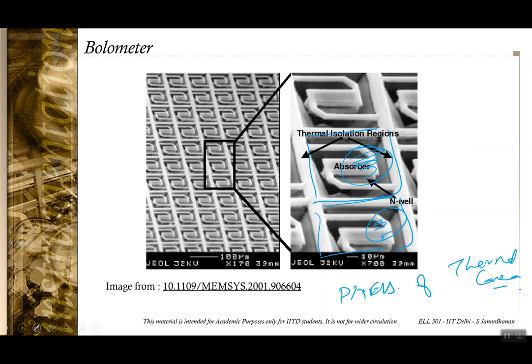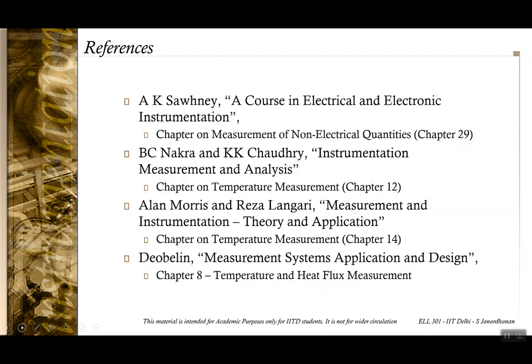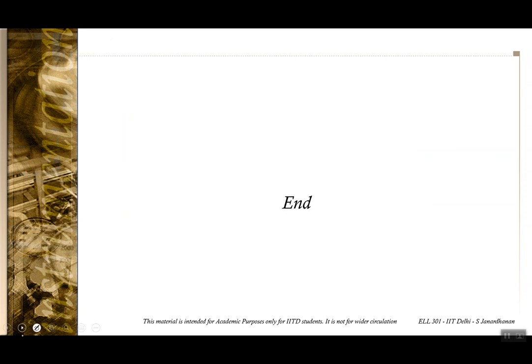So with that we come to the end of this lecture. Again, these are the same chapters that I had mentioned in the last lecture for measurement of temperatures. Thank you for your patience.